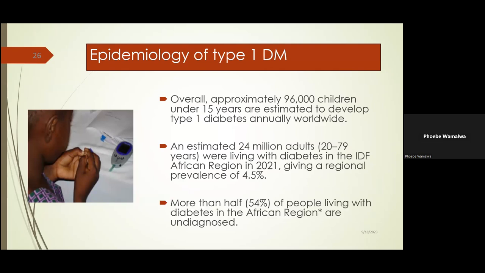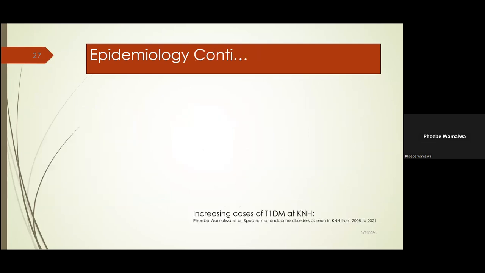However, more than half of the people living with diabetes in the African region are undiagnosed. And the question that we have is, where are these patients? Are they dying because of misdiagnosis, because of being labeled as malaria, pneumonia? As we shall see, what is happening to them?